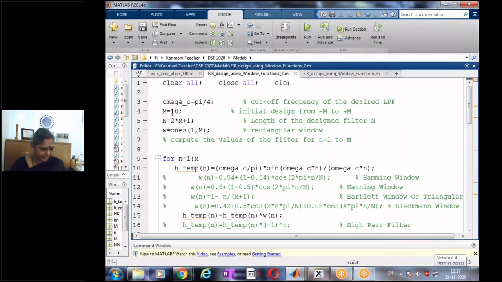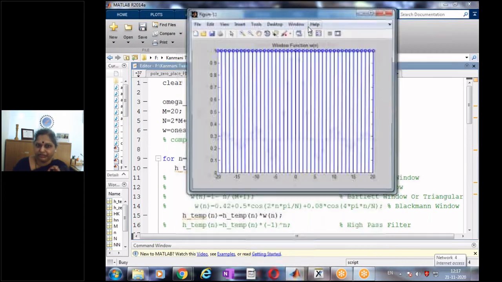So now let me make it, say, 20. I'm going to run the program and see how my poles and zeros are located for a low pass filter of length 41.